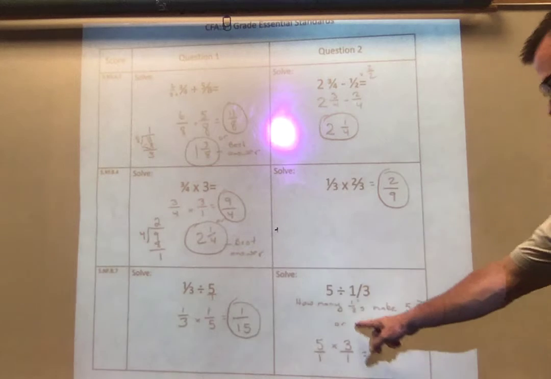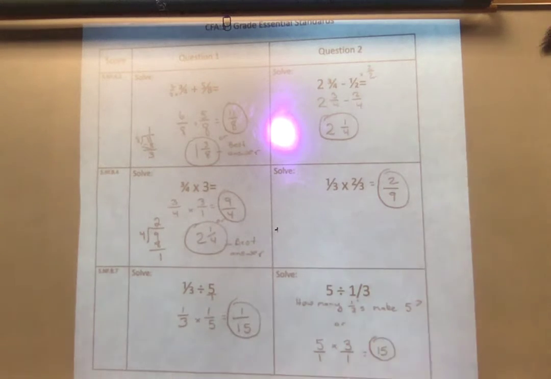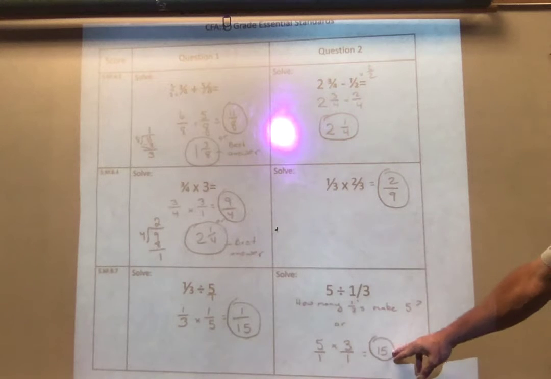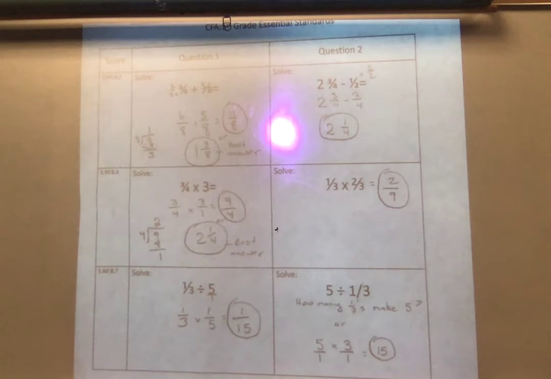I also showed the reciprocal. When you change it to times and flip, it simply becomes 5 times 3. And I can get 15, and that answer makes sense because I can get a lot of 1/3s out of 5. So my answer got bigger than 5 because I've got small groups I'm making.